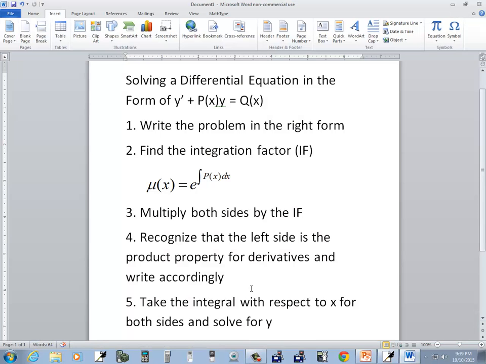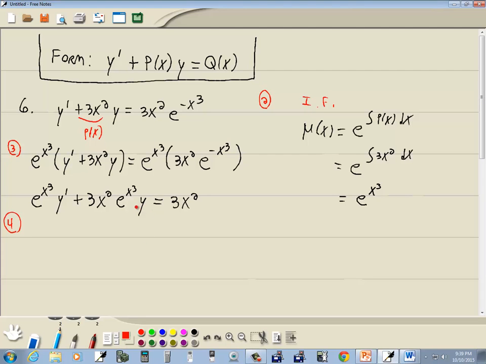Step 4. Recognize the left side as a product property for derivatives and write accordingly. This will be our P, this will be our P prime, this will be our Q, and all of this will be our Q prime. That's why I wanted those grouped together so we could easily see that. So I can rewrite that as a derivative of P, which is y, times Q, which is e to the x to the third, equals 3x squared.